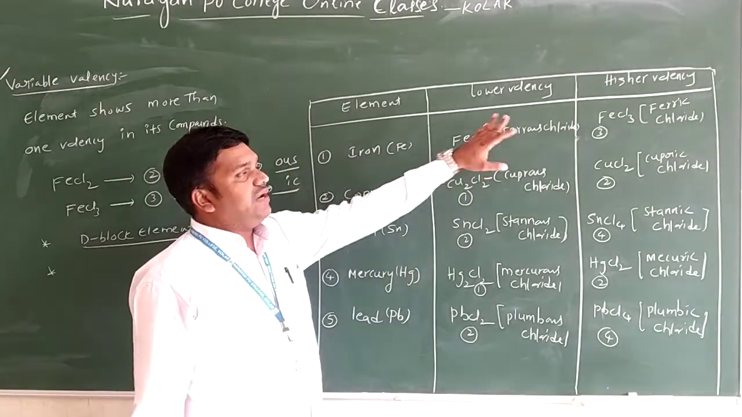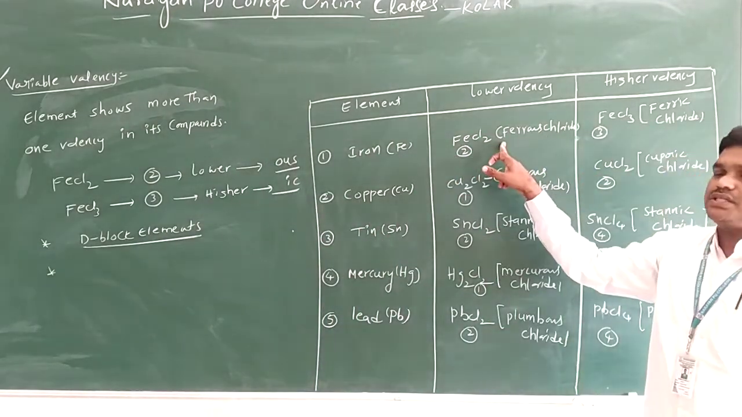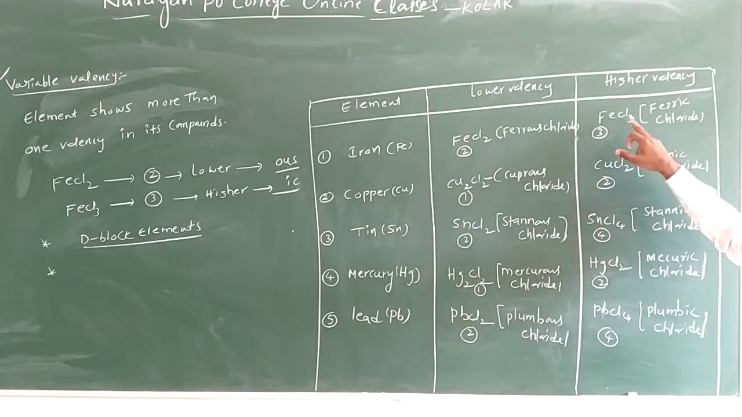And now we can see the valency here. Here FeCl2, iron combined with chlorines. How many? 2. So valence is 2. Here iron combined with how many chlorines? We have 3. So the higher valence is how much? 3.